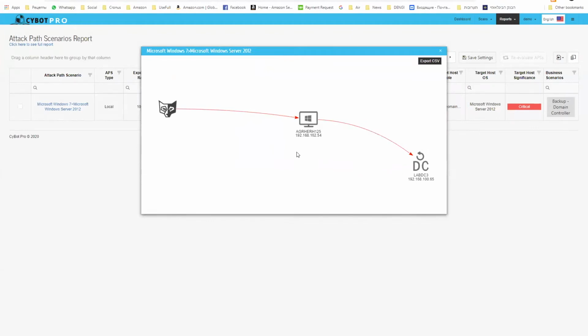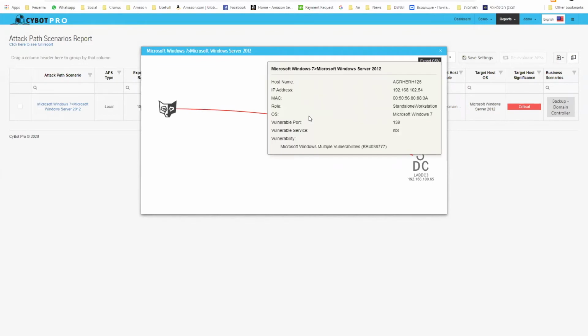How can we say that this attack can be executed? Let's go with the mouse to the first point. What we can see: we found here one exploitable KB, and we found the NBT service running, with port 139 open. Here we can conclude that the conditions to exploit this KB are met, and if a hacker gets to this PC in some way, he will be able to exploit this KB and get access to this machine.